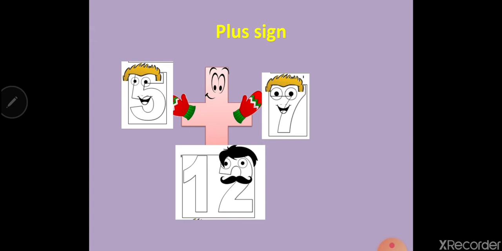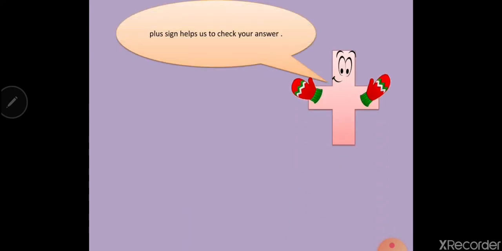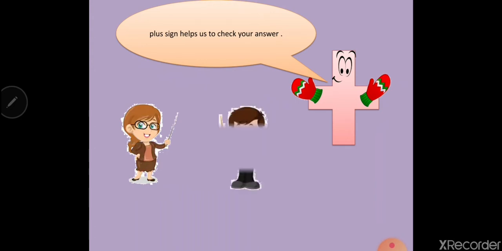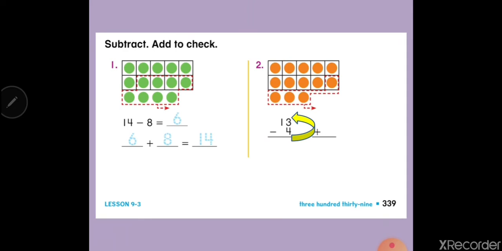I will use this plus sign to help me check my answer. What does that mean? The plus sign lets you check your answer in subtraction, to be like a teacher. So you yourself are going to check the answer of subtraction. Please open page 339. How do you write page 339? How do you write number 339? You will say 339.